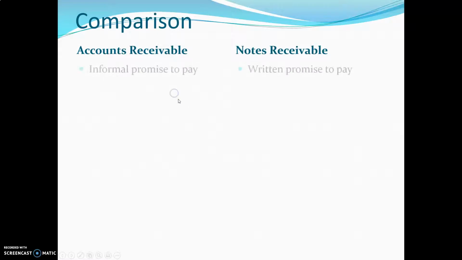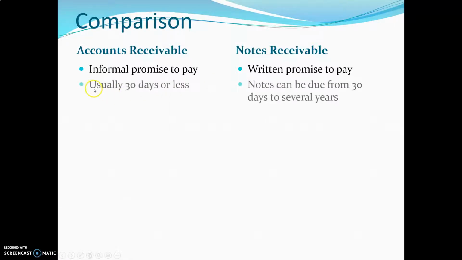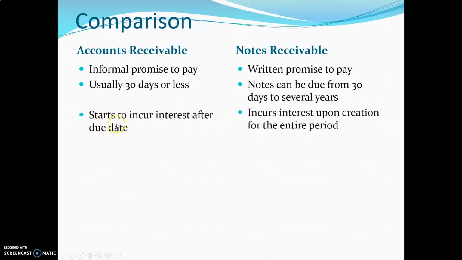So here's a comparison between the two. Accounts receivable is an informal promise to pay, and a notes receivable is a written promise to pay. So there's probably some sort of contract which has been made up, and it says what the terms are. Accounts receivable are usually 30 days or less. Notes can be due anywhere, usually from 30 days to several years. Accounts receivable start to incur interest after the due date, whereas notes incur interest upon creation for the entire period.